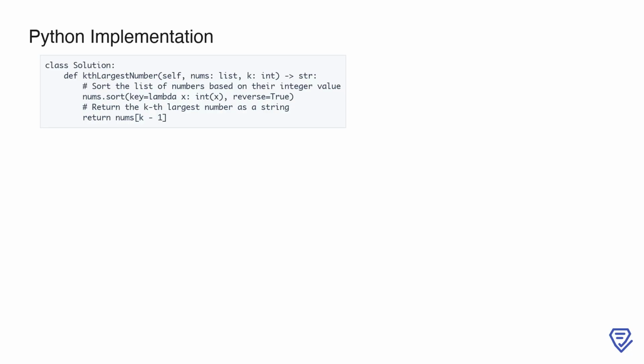First, the sort method is used on the nums list. Since the numbers are in string format, we need to convert them to integers for comparison. This is achieved using a custom sorting key equals lambda x: int(x). The reverse equals True parameter ensures that the list is sorted in descending order, so the largest numbers come first. After sorting, the kth largest number can simply be accessed via nums[k-1], because Python uses zero-based indexing. Finally, the function returns this value as a string, which is required by the problem's constraints.